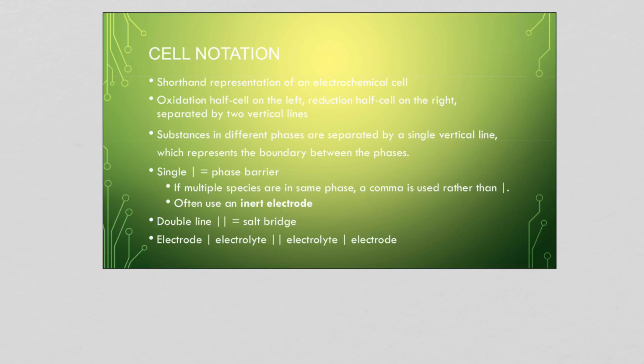So this might be a separation between a solid electrode and a solution. This would be what we mean by a phase separation. That'll be a single line, so it's a phase change. If we have multiple species in the same phase, like in our solution, we just simply draw them all out using commas to separate them. We don't use lines because they're part of the same phase. They're in the same solution.